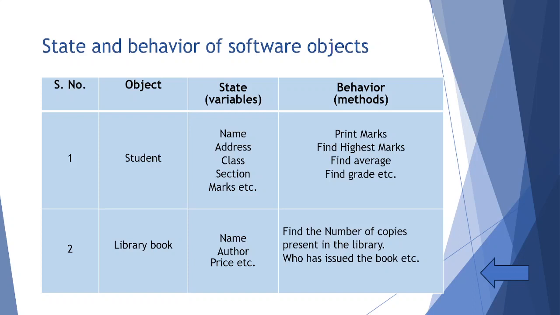And a library book, a software object: name, author, price, etc. Price may change. Finding the number of copies present in the library is a method or behavior. Finding out who has issued the book is a behavior. So, software objects are closely made according to the real world objects in OOPS.